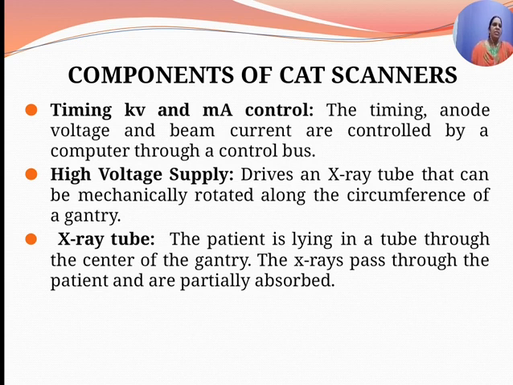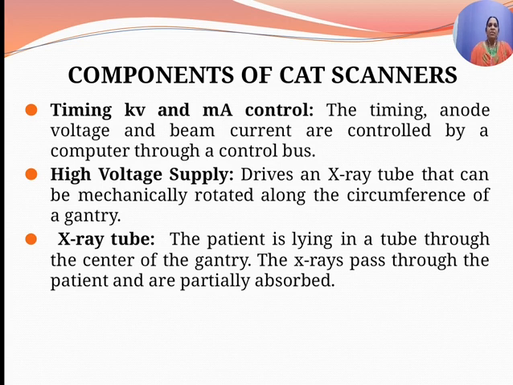Components of CT scanners. Timing, kV and milliamp control. The timing, anode voltage and beam current are controlled by the computer through a control bus. So you are going to time your anode voltage, and the beam current can also be controlled by a computer through a control bus. Then we have the high voltage supply.